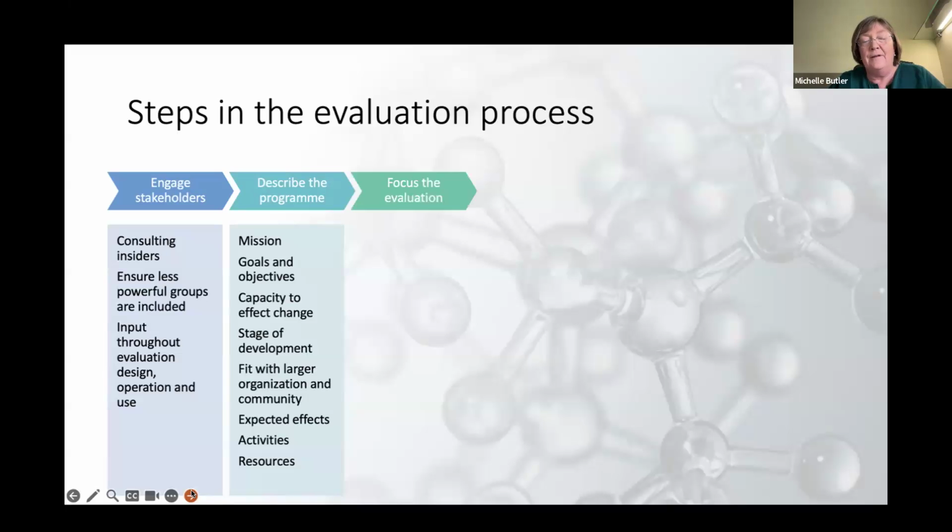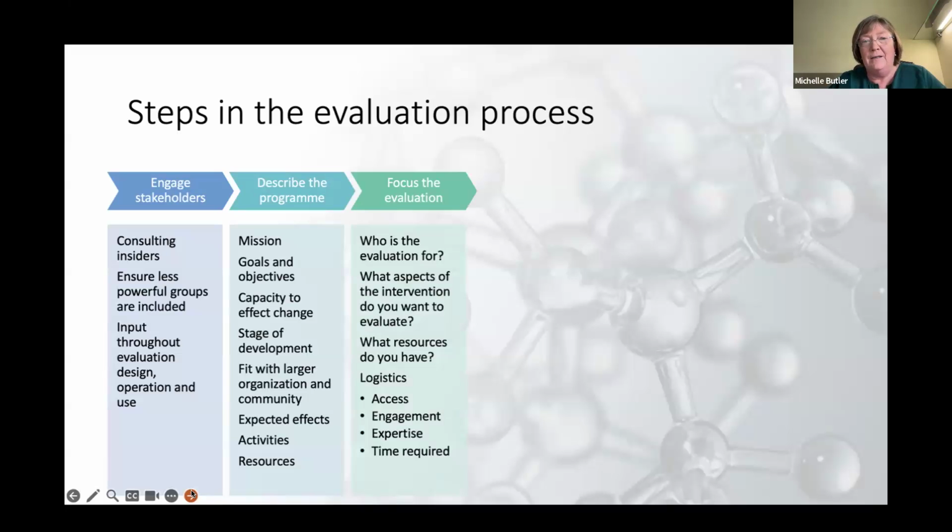Then we want to focus the evaluation. So how big is this evaluation going to be? What is it going to involve? Who is it going to involve? What sorts of information are you going to include? And what resources do you have? So thinking about who's the evaluation for, what aspects do you want to evaluate?